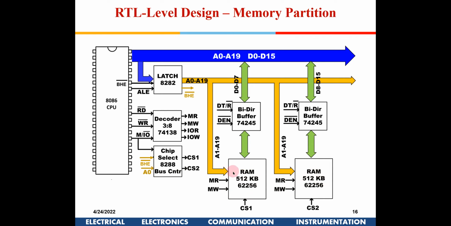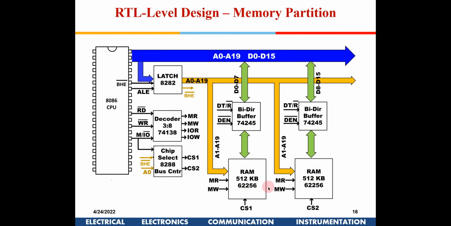The advantage is that the entire memory will not be powered always. Whenever data requires to be taken from the odd bank, this will be activated, and whenever even bank data requires to be taken, the even bank is activated. Depending on the LSB, only one of the banks will be activated at any point of time, not both. So you have a lot of power savings.